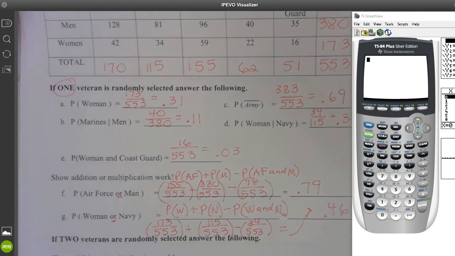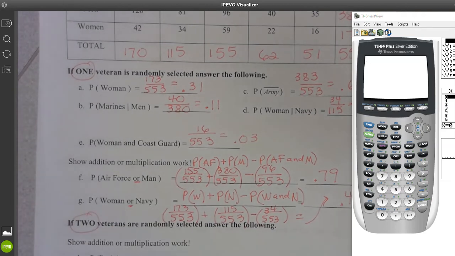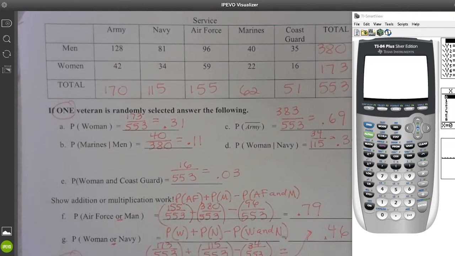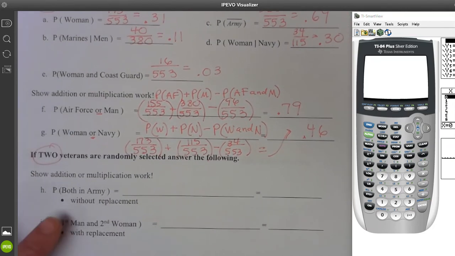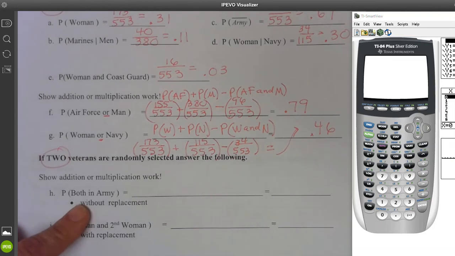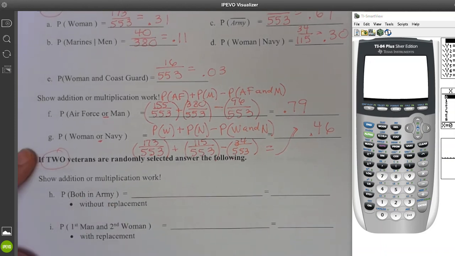And lastly, we are looking at selecting 2 veterans out of this group. So what's the probability that we pick out someone, they're in the Army, and then we pick someone else again, and they are in the Army? And this is without replacement. And we are pulling out 2.